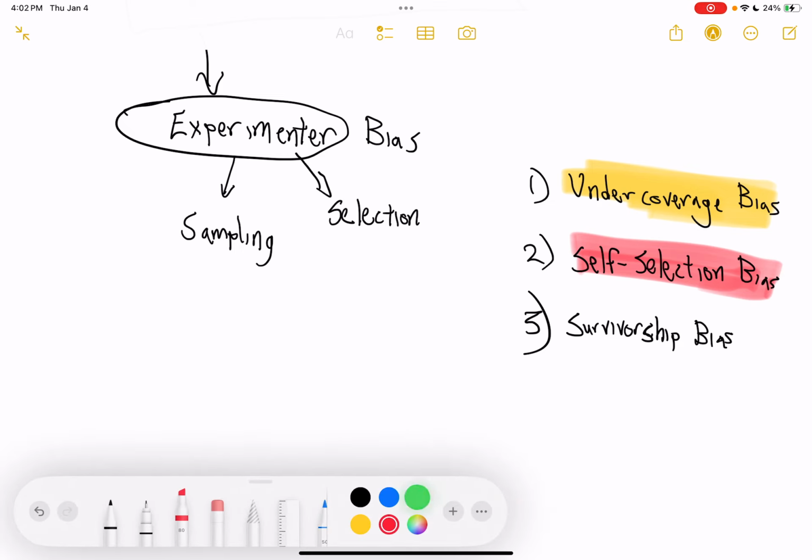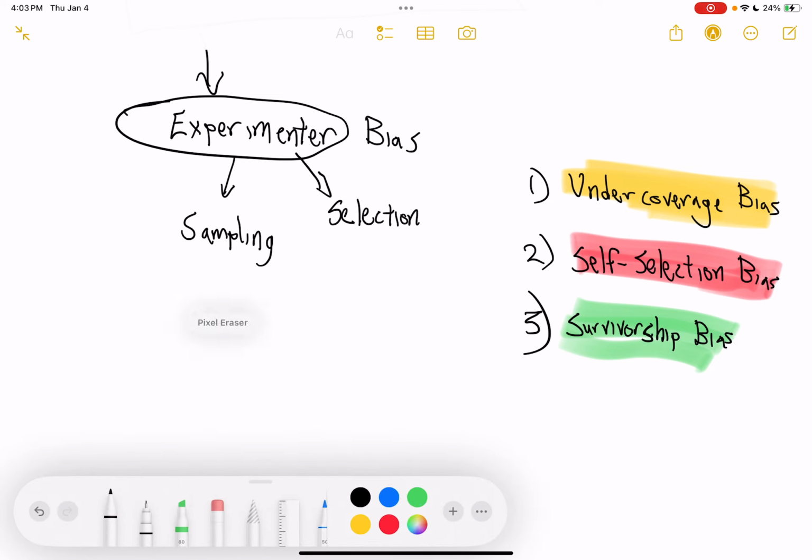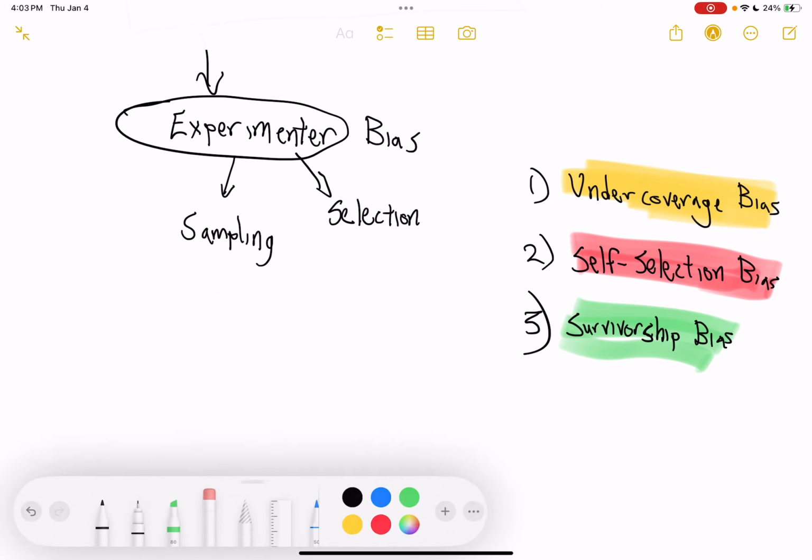The third kind of experimenter bias I want you to have in your head and in your notes is survivorship bias. We talked about this at the beginning of the school year. The survivorship bias one was related to the airplane. If you remember, let me see if I can get this right.